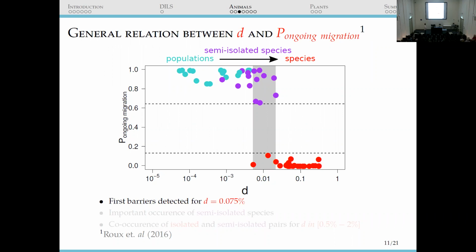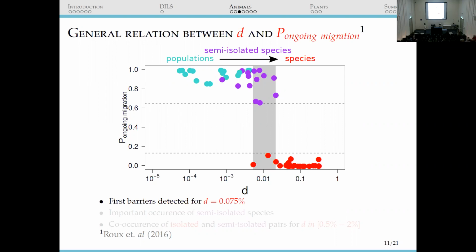In purple, pairs of A and B, so pairs of gene pools with a strong statistical support for ongoing migration, but this migration is heterogeneous. Some genomic regions are associated with species barriers. And in red here, you have the pairs of species for which we do not find any support for migration. So we can call them fully isolated species.